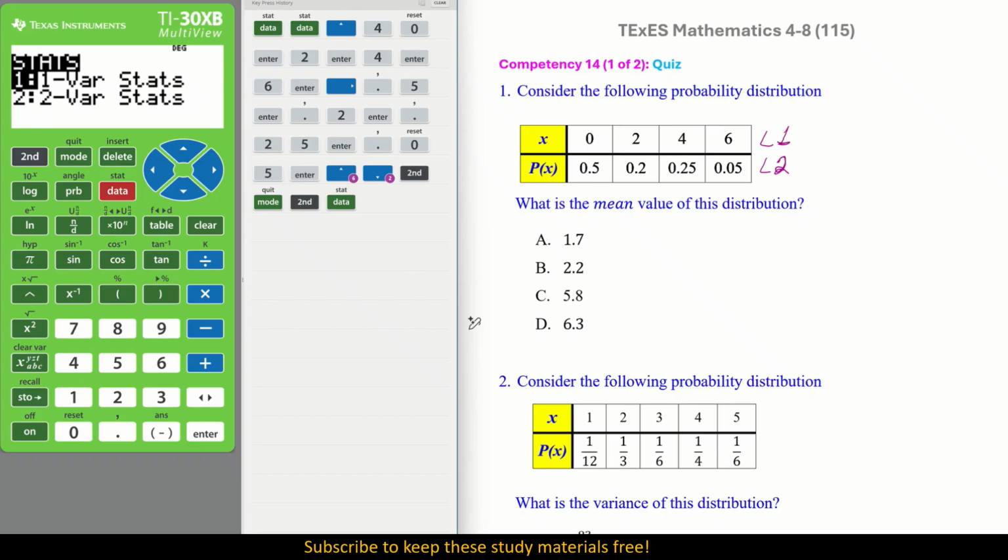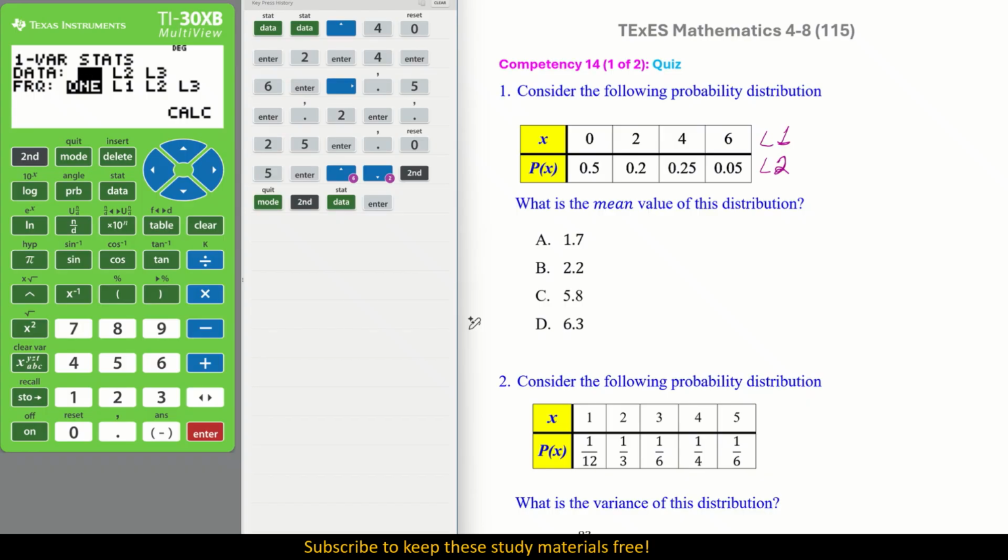into your stats. Now listen, we are not doing a two variable. This is not a two variable. This is a situation of a one variable and a frequency. Okay, so you need number 1.